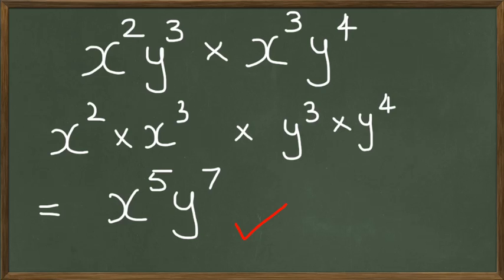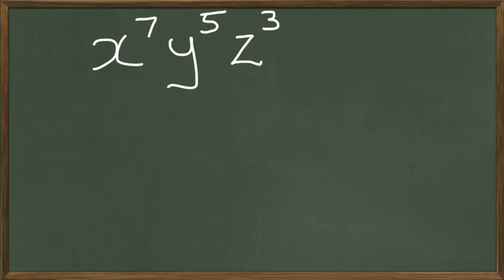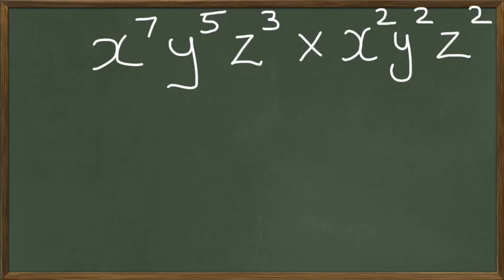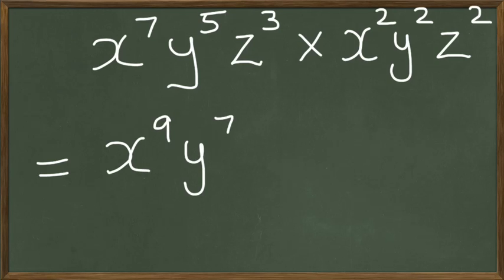So let's do another example here. What if you have something like x to the power of 7, y to the power of 5, z to the power of 3 times x to the power of 2, y to the power of 2, and z to the power of 2? Well, this is simple. You look at how many x's you've got there. x to the power of 7 times x squared is x to the power of 9. Then y will become 7, and z will become 5.